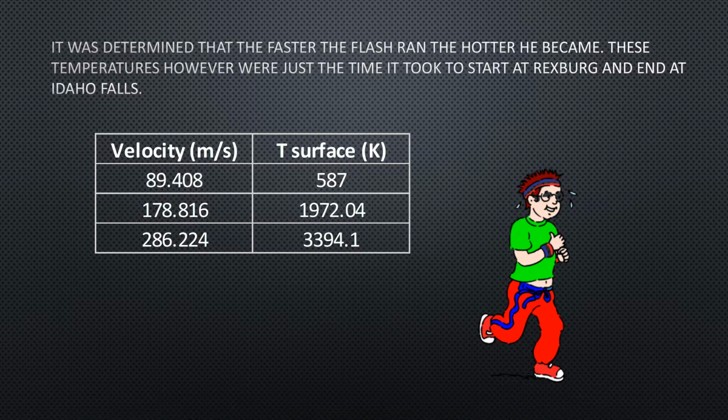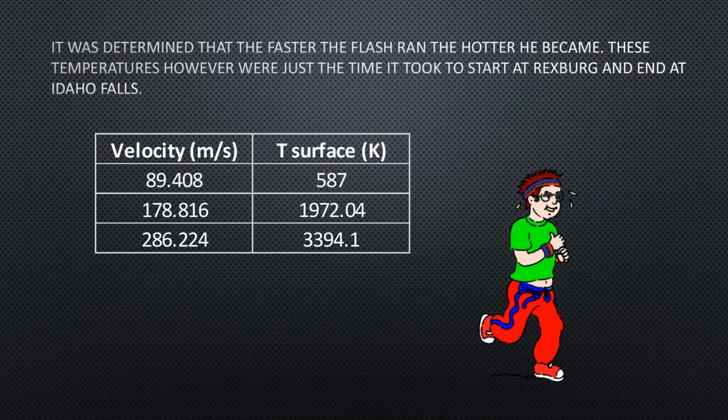After going through a couple iterations and using certain guesses for the initial temperature, I eventually came to these values for 89 meters per second, 178 meters per second, and 286 meters per second, which in miles per hour would be 200, 400, and 600 miles an hour, respectively.